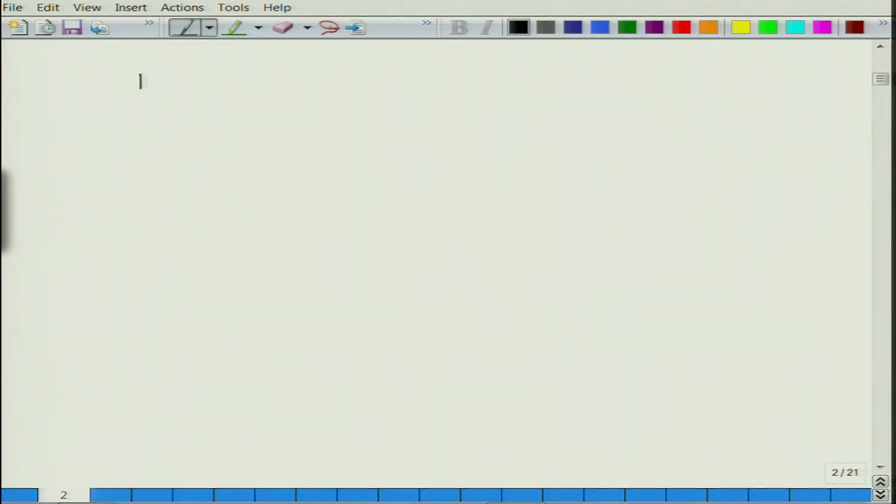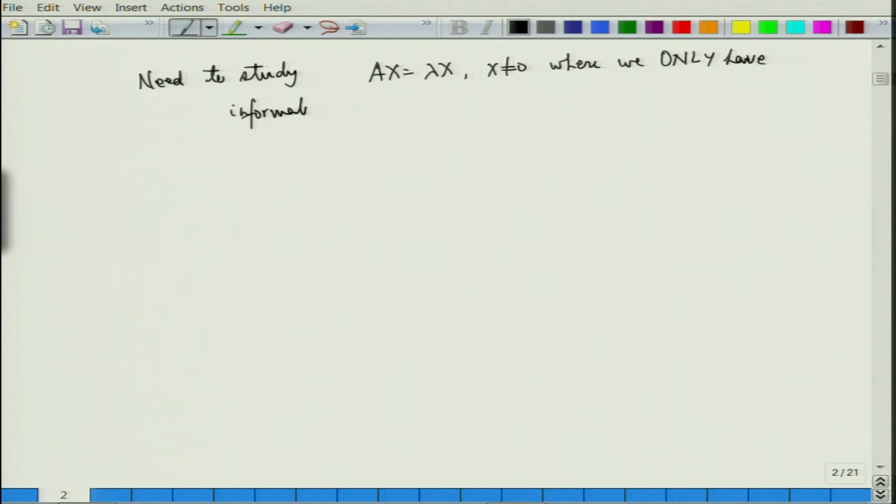So, we need to study Ax = λx, x ≠ 0, where we only have information about A, all right.